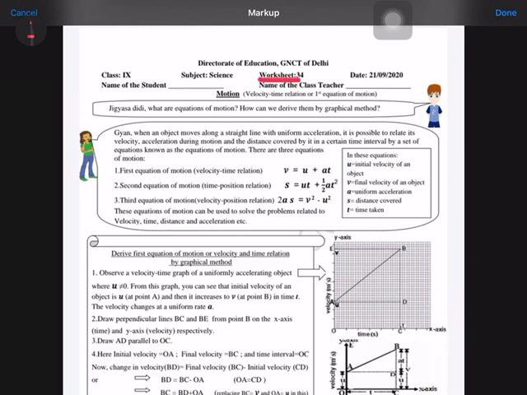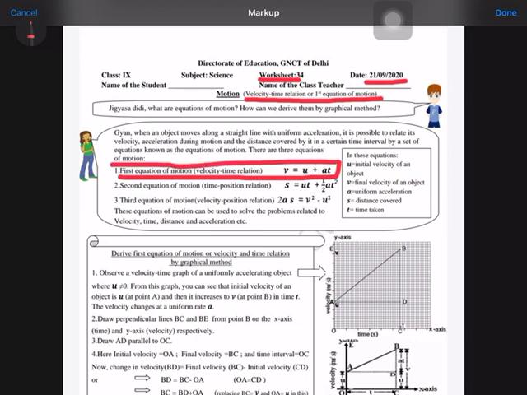Today we are going to discuss your worksheet 34 for 21st September. In this we will learn today velocity time relation, or you can say first equation of motion. So when we talk of first equation of motion, that means today's worksheet is based on this relation only, v is equal to u plus at. This is our main equation which we will learn today.